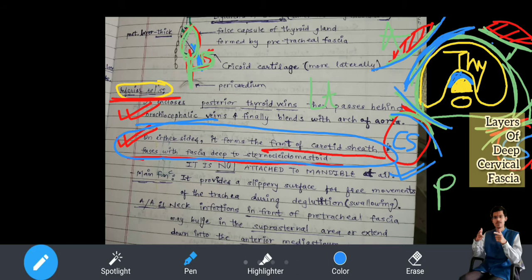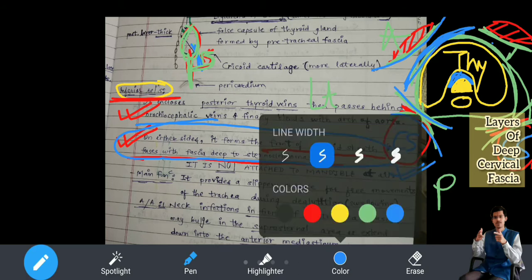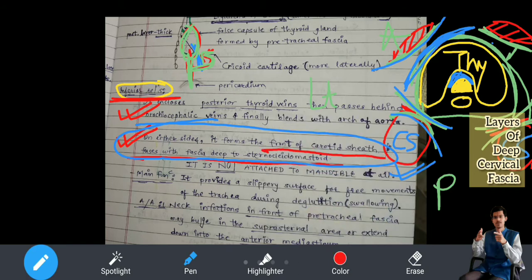The second thing is applied anatomy. If you see neck infections in front of the pretracheal fascia. Front of the pretracheal fascia means where? I will tell you in this diagram. See, I will show it to you again in red color. See, this is the front of the pretracheal fascia. Okay, pretracheal fascia. Now in this front of the pretracheal fascia, here there can be chance of the infection.